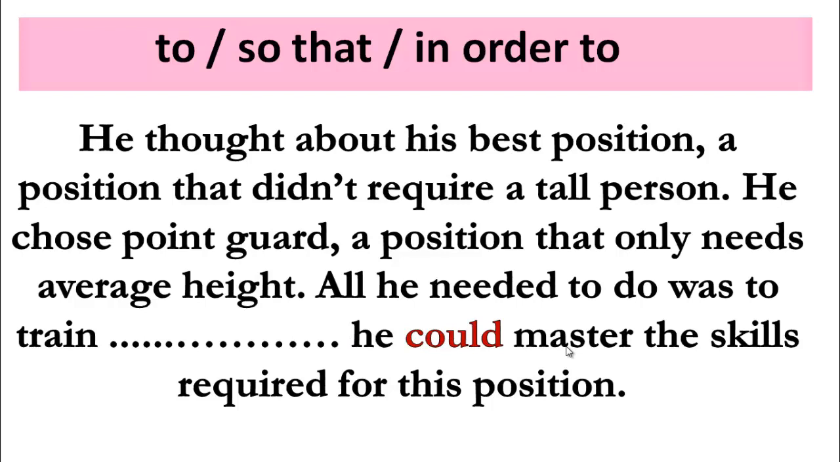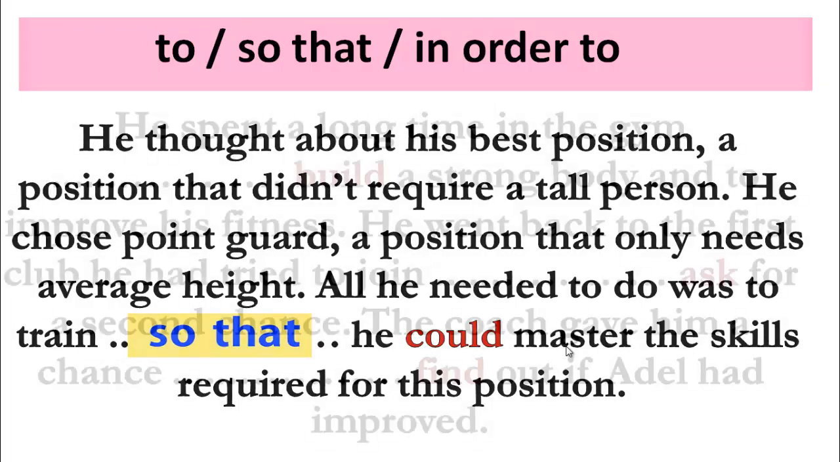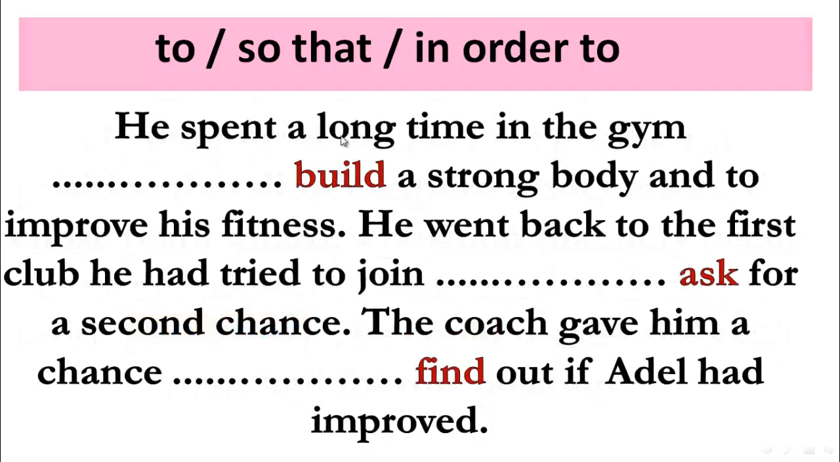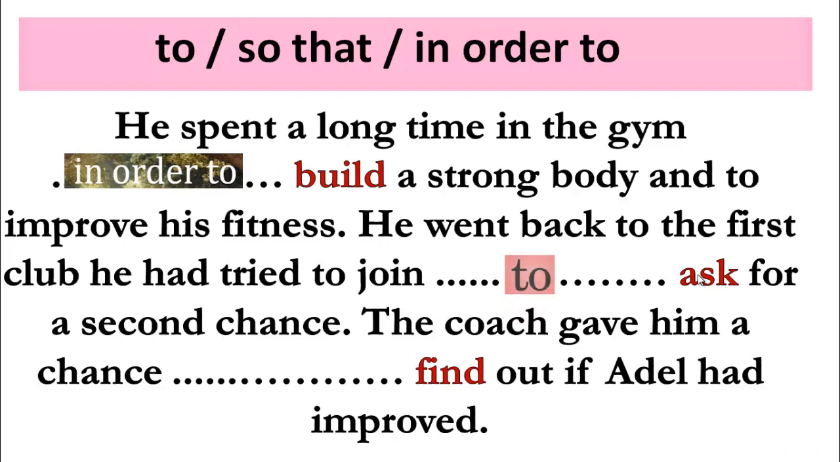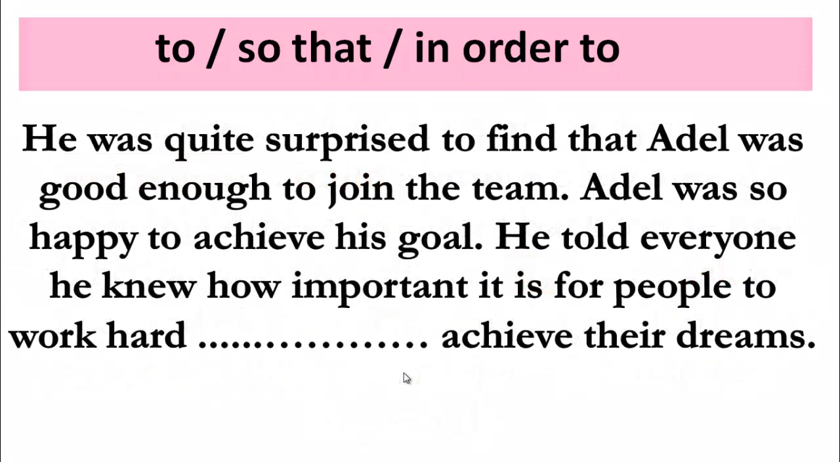Excellent. Some students say it in a correct way. So that. This is a purpose. Why? He could master the skills required for this position. Next one. Here we have infinitive. Build. Excellent. We're going to say what? In order to. Here we have infinitive the same. So we are going to say what? To. The last one the same. We have infinitive as well. So you're going to use what? To. Here we have achieve, infinitive. Excellent. Some students say it in a correct way. That's right. To.